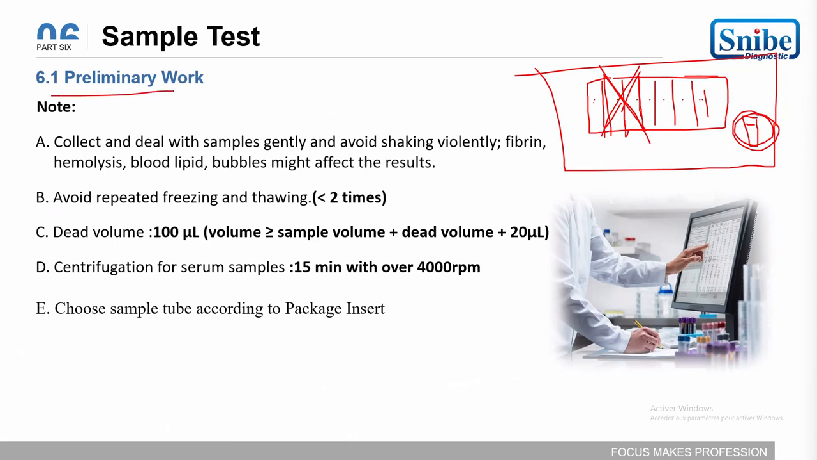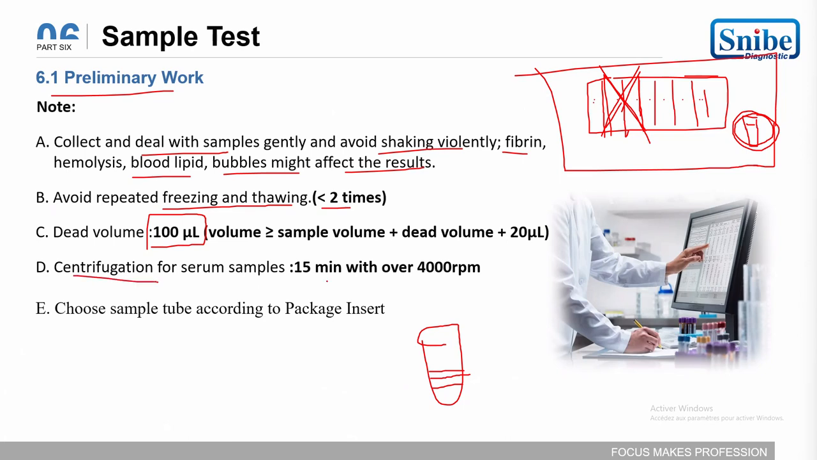And when we run the tests to run the samples, the end user needs to handle the samples correctly. For example, avoid shaking violently, avoid fibrin, hemolysis, blood lipids and bubbles in the sample tube because they will affect the results. Also, don't freeze more than one time. The dead volume is 100 microliters. So at least we need to have 100 microliters dead volume and then add the sample volume and then another extra volume to be sure that the volume is enough.